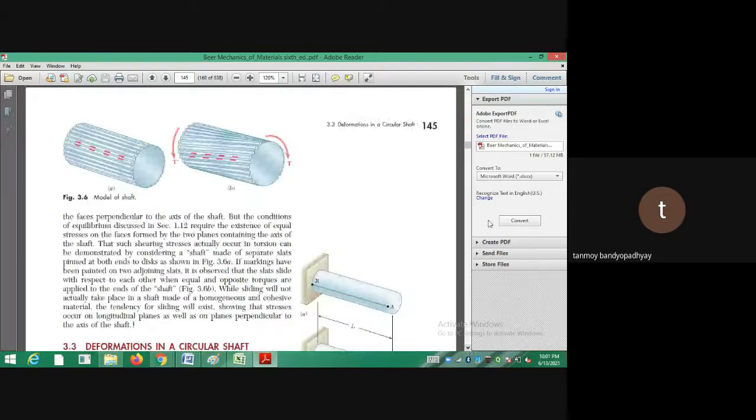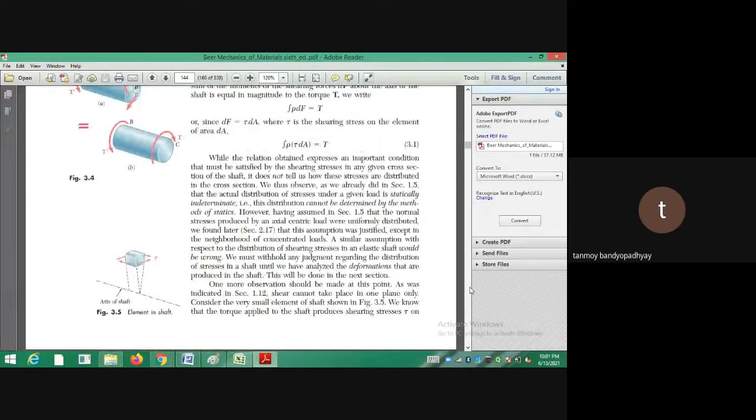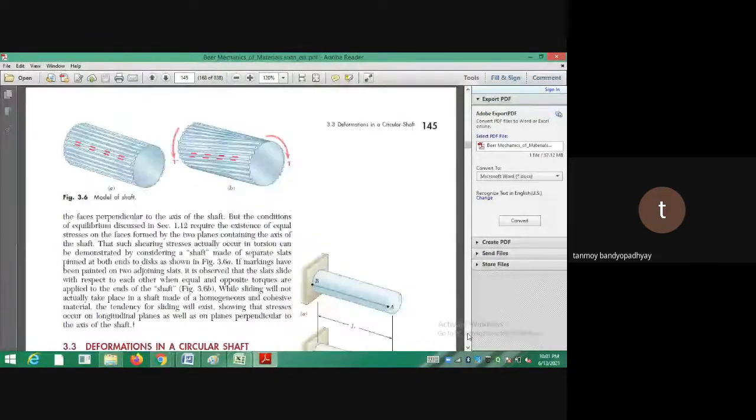Now in this figure 3.5, you can see that they have taken a 3D element. This is something called complementary shear stress. Any element I consider will be subjected to certain amounts of shear stresses. You can see that there are 4 stresses balancing one another, and I will be discussing that. We call this complementary shearing stresses.